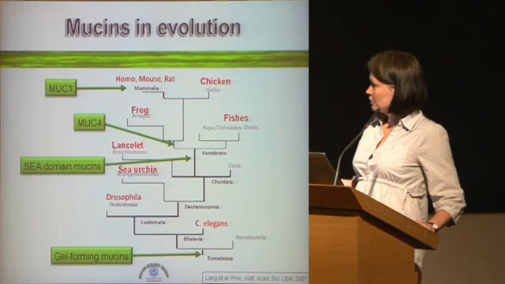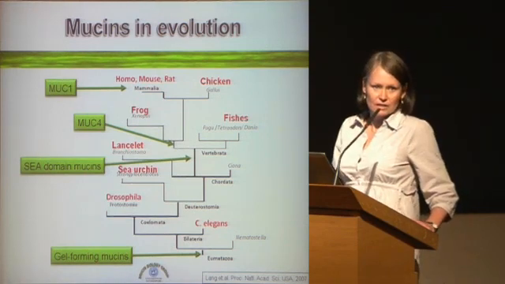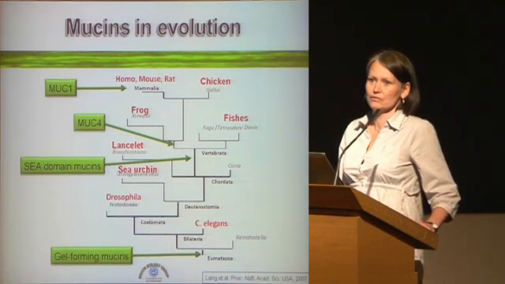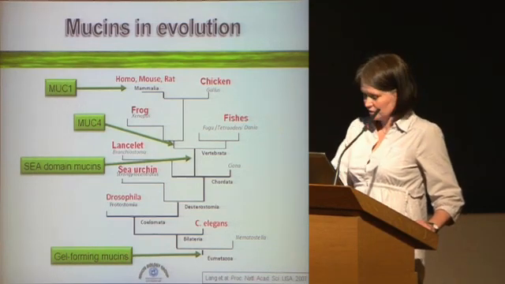And if you look in evolution, the transmembrane mucins appear a bit later, while the gel-forming mucin is actually a very ancient system that we have preserved and that apparently is valuable for us in protection, I guess.